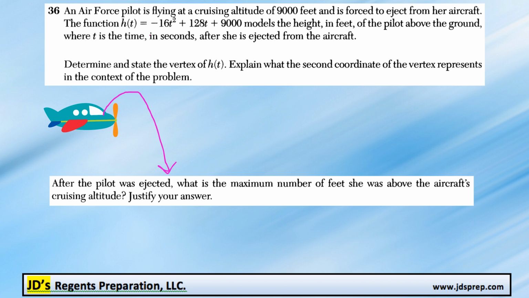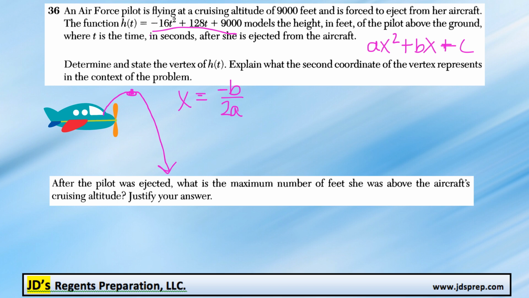So we got a function that represents the height of her compared to how long she's been ejected from the airplane. First question is to find the vertex. That, of course, is our maximum point here. Now, because the function's given in the format of ax squared plus bx plus c, what we can do to find the vertex is, remembering the formula, the x value of our vertex is negative b over 2a. Simple as that.